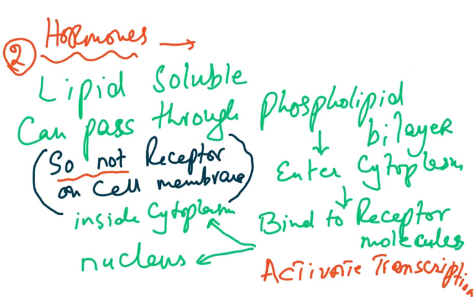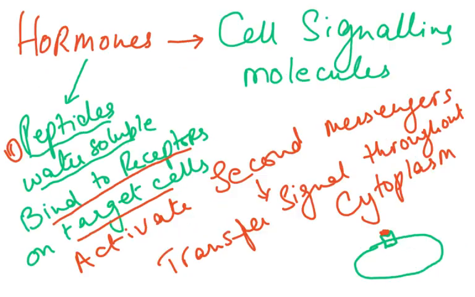Because it is lipid soluble. It's a hormone which is lipid soluble, so it can pass the phospholipid bilayer. So it will bind to receptor molecules inside the cell because the cell membrane is not preventing its entry. While the water-soluble hormones will be prevented from entering, so they have a receptor on the surface.